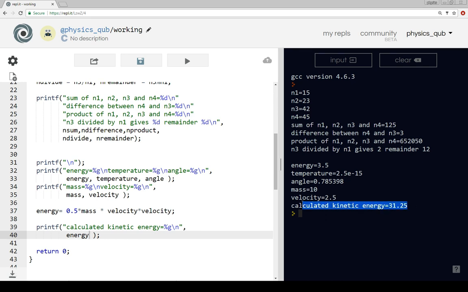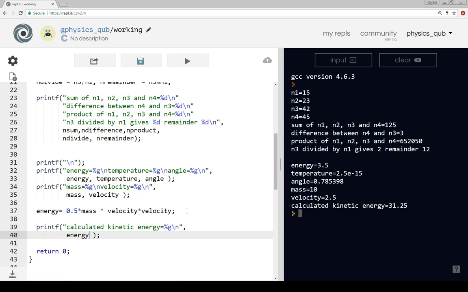Okay, so here's some new stuff. Mass and velocity. So velocity squared is going to be 6.25. So mass times velocity squared is going to be 62.5, and it's a half mv squared, so we divide 62.5, we get this energy of 31.25 joules if the mass is 10 kilograms and the velocity is 2.5 meters per second. So that's a case of using a multiplication.